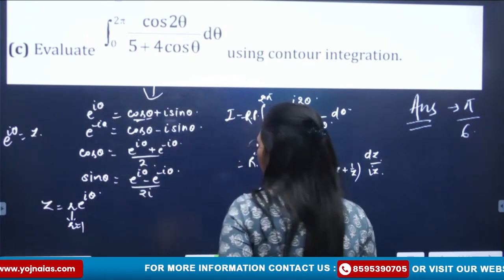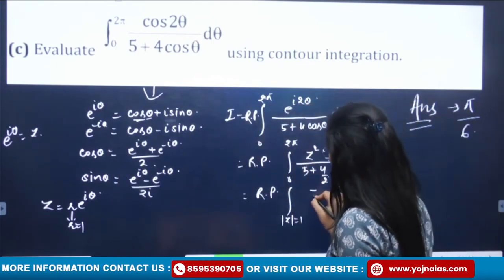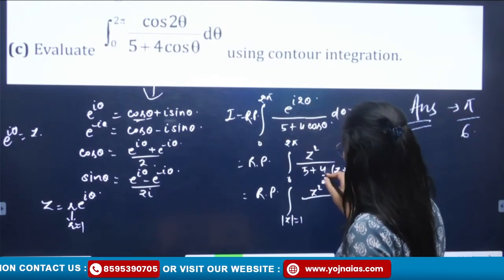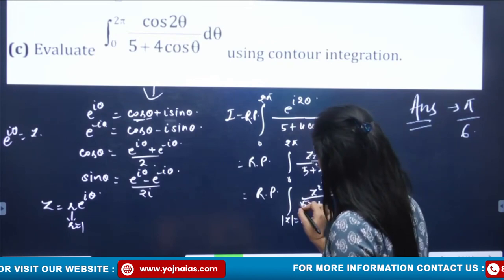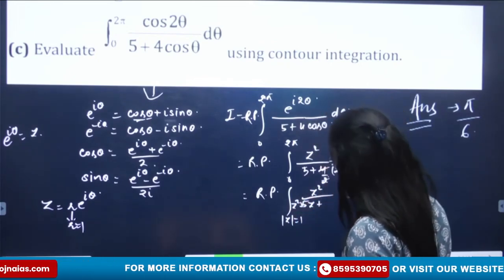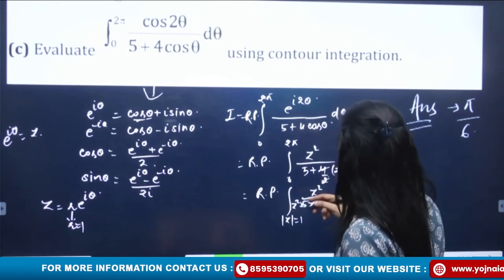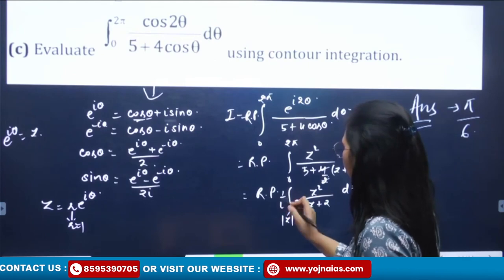Mod of z is equal to 1, and it would change into z square over 2z square plus 5z plus 2. The z would cancel, and it is going to be dz by iota.